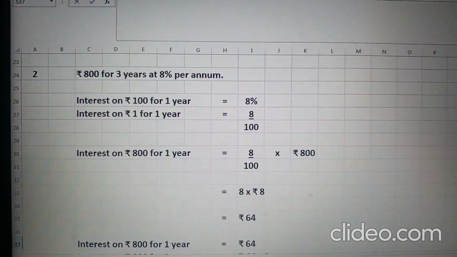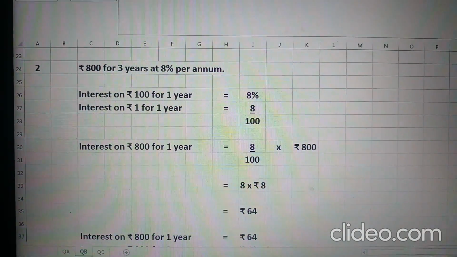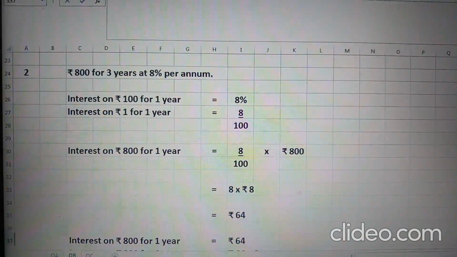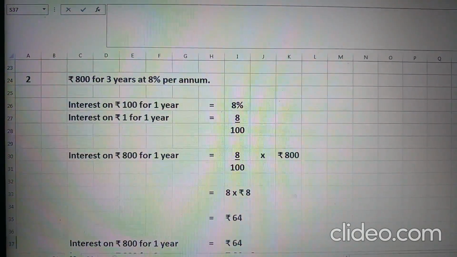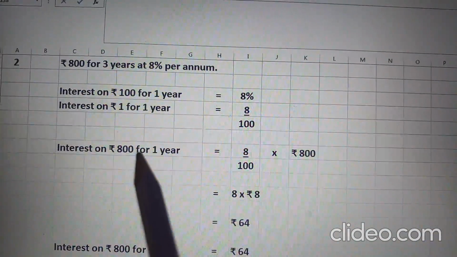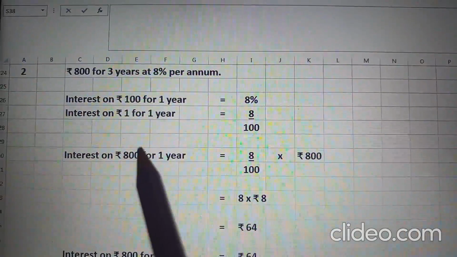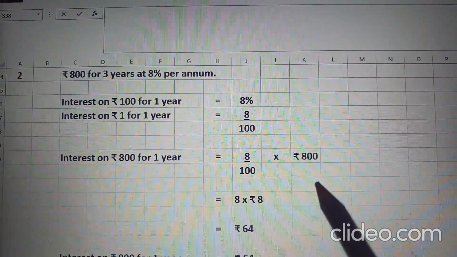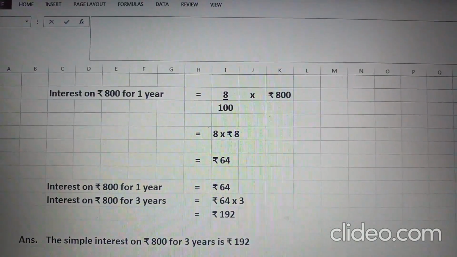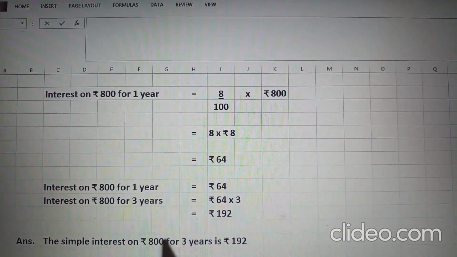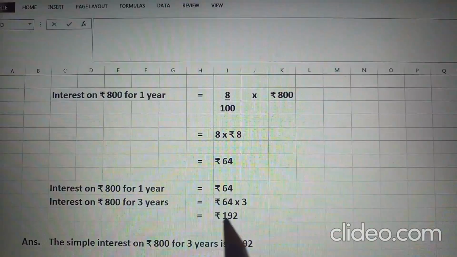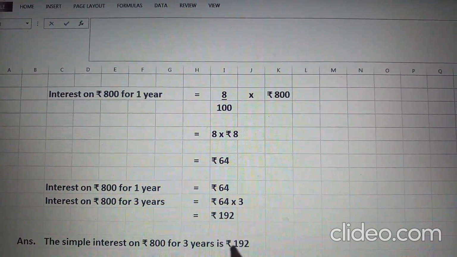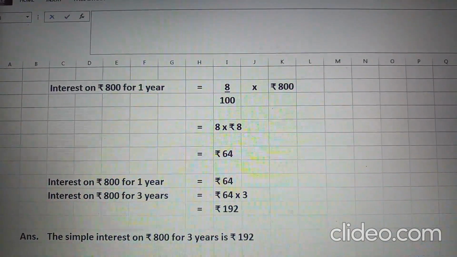Second is ₹800 for 3 years at 8% per annum. Children, you have to find simple interest on ₹800 for 3 years at 8% per year. First of all, you will find simple interest for 1 year, then for 3 years. Let's do. Interest on ₹100 for 1 year is 8%. Interest on ₹1 for 1 year is 8 upon 100. Interest on ₹800 for 1 year is 8 upon 100 into ₹800, that comes to ₹64. Therefore, the interest on ₹800 for 3 years will be ₹64 into 3, that comes to ₹192. Therefore, the simple interest on ₹800 for 3 years is ₹192. In the same way, you will do all parts.